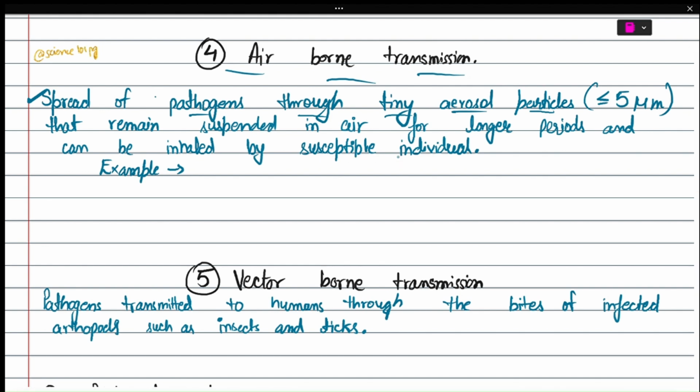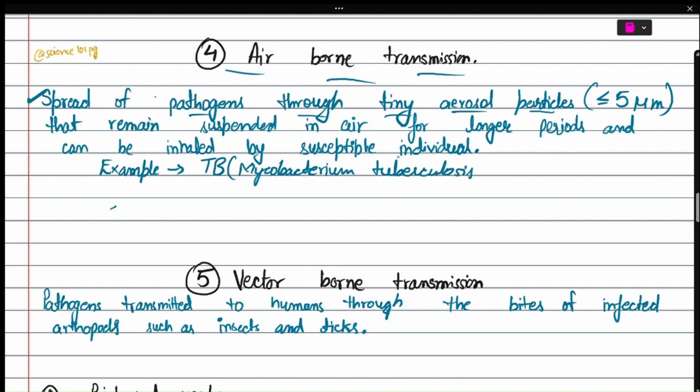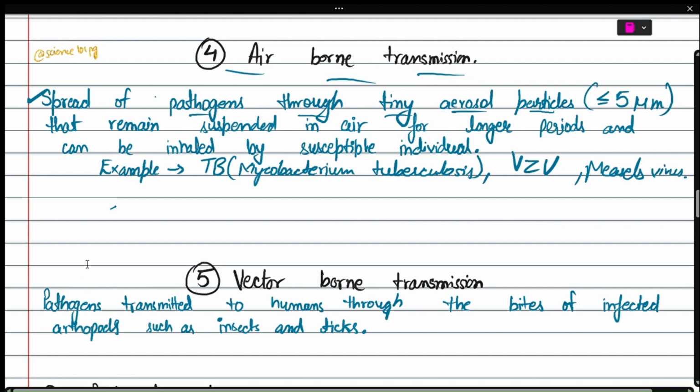And the best example for this kind of transmission is TB, sorry, not virus, bacterium, which is Mycobacterium tuberculosis. Okay, this is one of the examples which can easily spread via aerosol. And apart from this, varicella zoster virus can also spread via this mode. Then we have measles virus, which can also spread via airborne transmission.